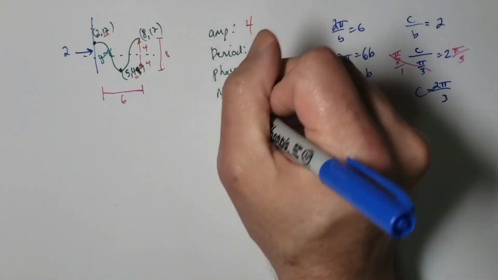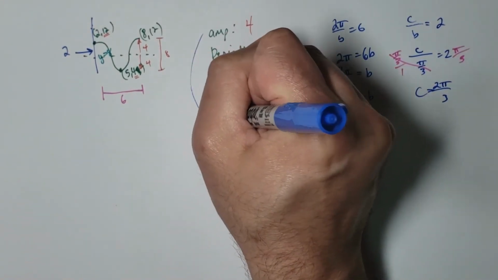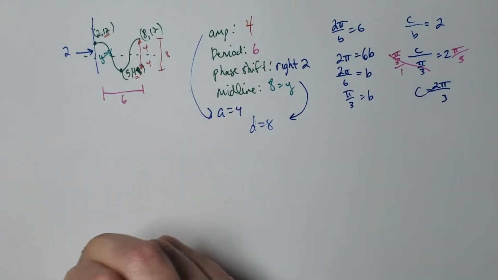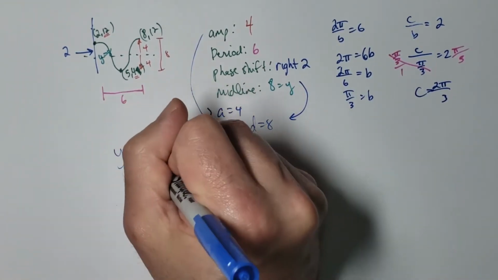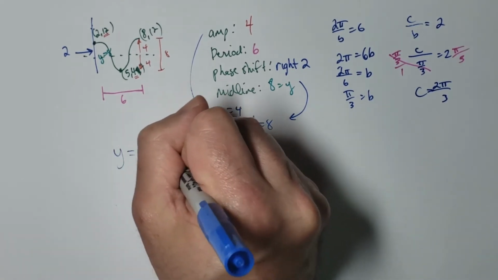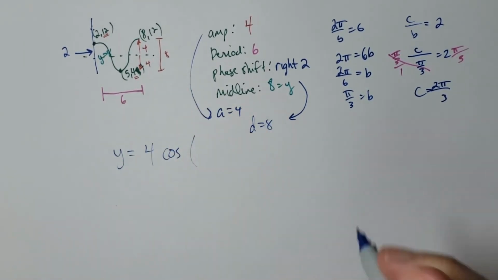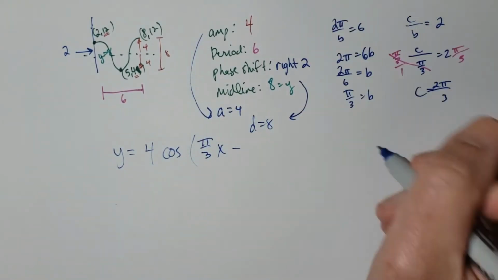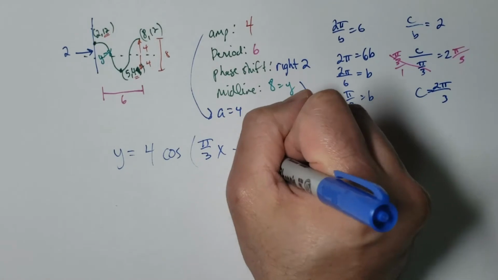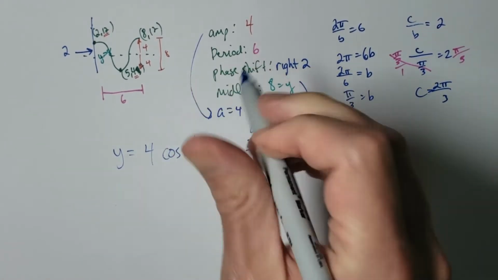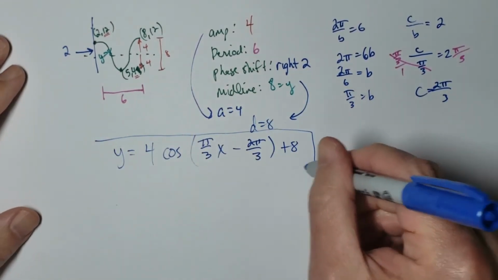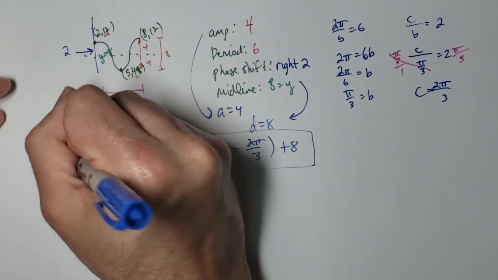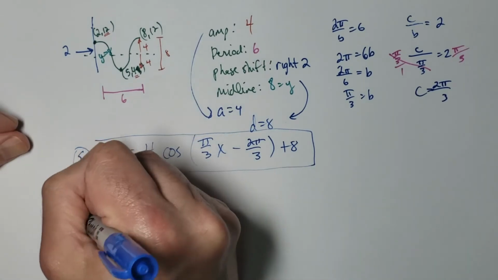And then a equals 4, d equals 8. And this is a cosine, positive cosine, so it's y equals 4 cosine of pi over 3 x minus, and it's minus because it's to the right, 2 pi over 3, plus 8. And it probably would be helpful if I were numbering these. That was number 5. Okay, so number 6.